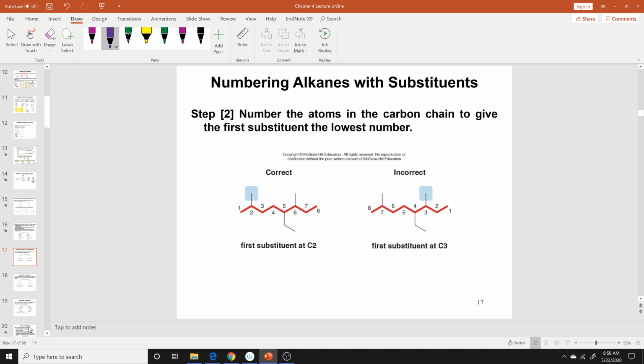Step number 2, you have to now number your substituents, and you have to give the lowest number to the first substituent, because there are 2 ends that we can start numbering. We can start numbering our chain from this end, or we can start numbering our chain from this end. Which end is it gonna be? Well, you have to choose the end which is closer to the first substituent. So for this way over here, I'm starting my chain with numbering this carbon on this side.